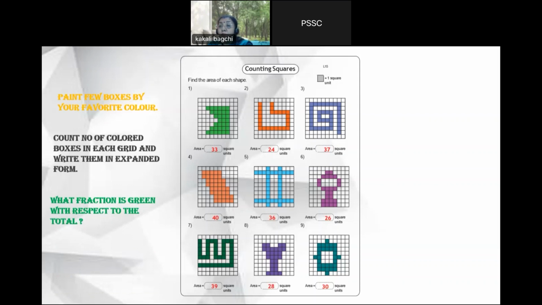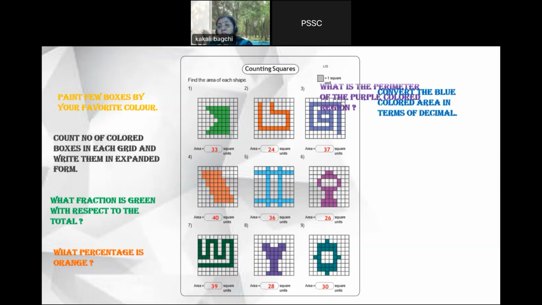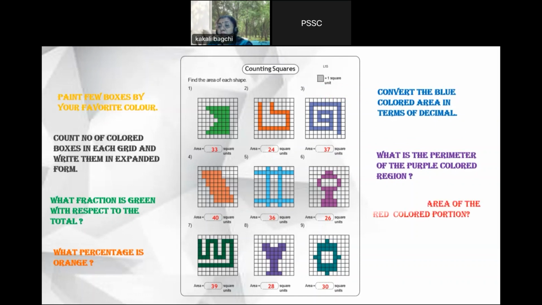Hand over those pages to class 4 teacher. Can class 4 teacher teach what percentage is orange? Hand over those pages to class 5 teacher. Can class 5 teacher teach how to convert this blue colored area in terms of decimal? Hand over those pages to class 6 or 7 teacher. Can they teach what is the perimeter of the purple colored region? Class 8 teacher, what is the area of the red colored portion? Hand over those pages to class 9 teacher. Can he or she teach what is the probability of a box to be blue in the fifth grid?